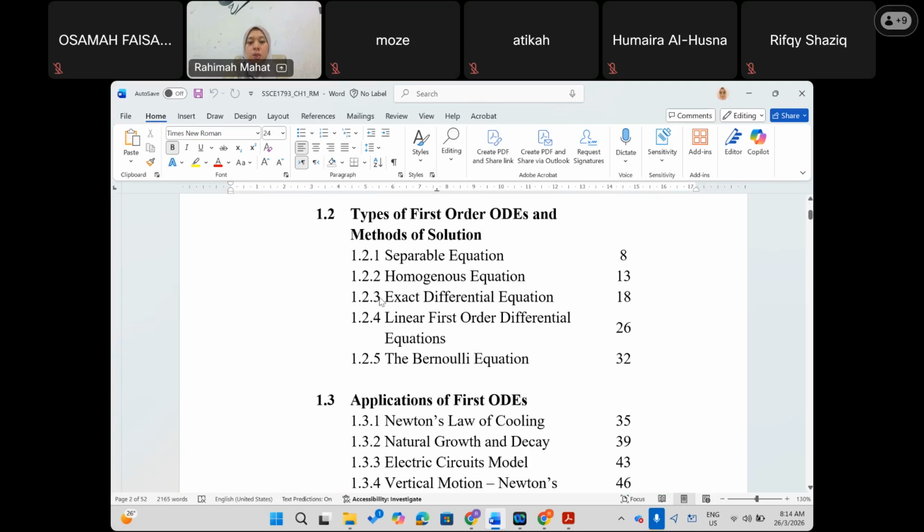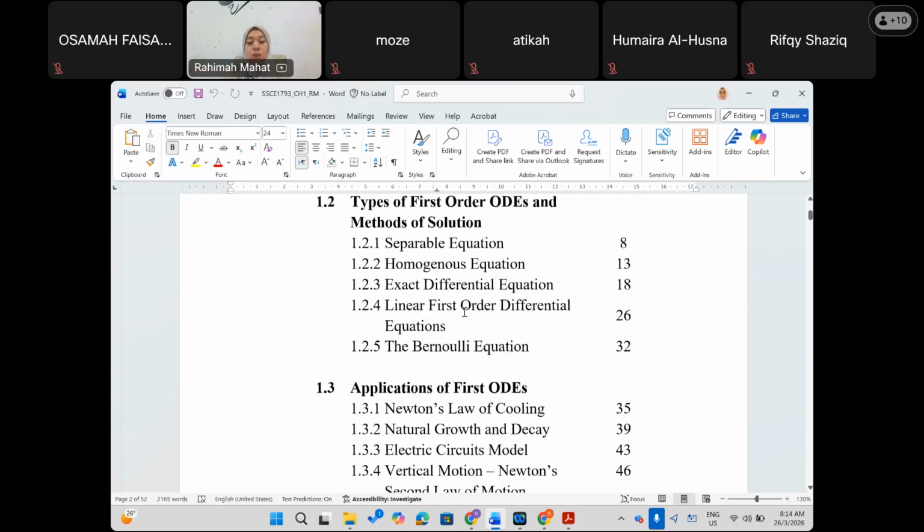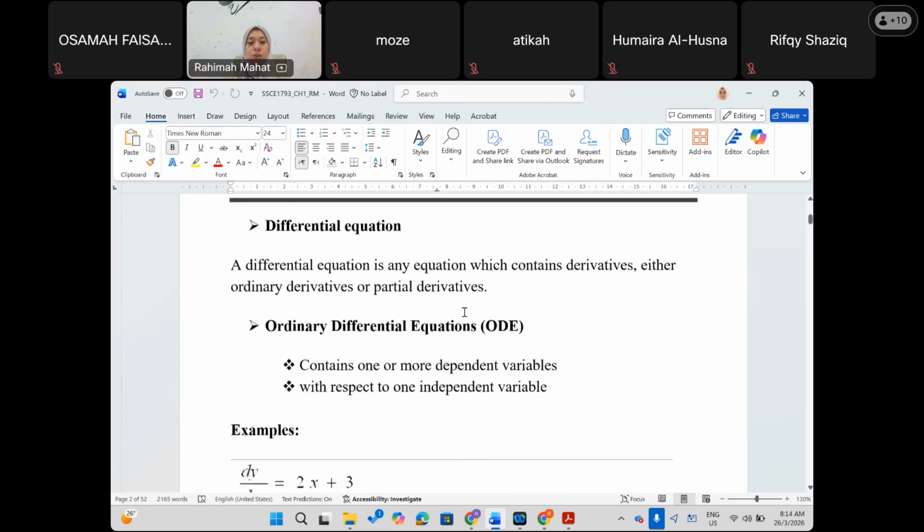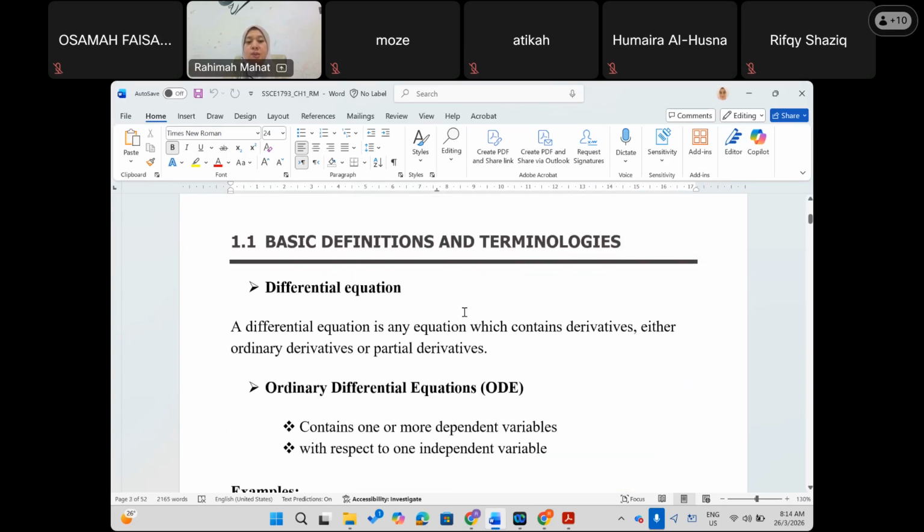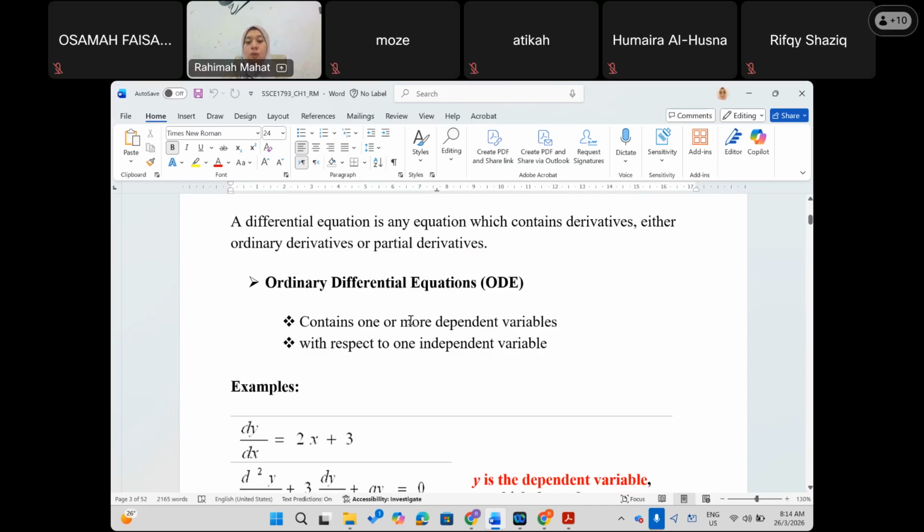Okay, how many are there? 1, 2, 3. There are 3 methods of solution for the ODE. Okay, so we go here. What is the basic definition of the ODE? For the ODE, what is ODE?